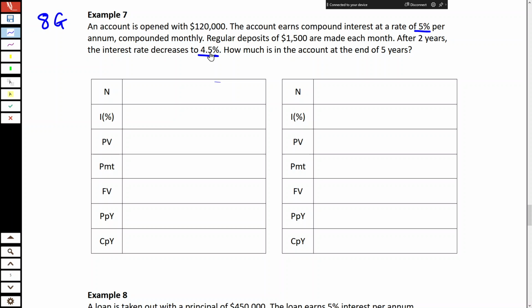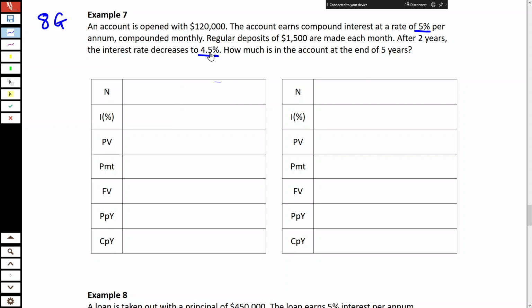So some of you will already have a good idea of what you should do. Some of you may not, and that's fine. That's why I'm going through this example. You'll notice also that I've got two things to fill in. Why do you think that might be? Two interest rates. So this is a two-part calculation.